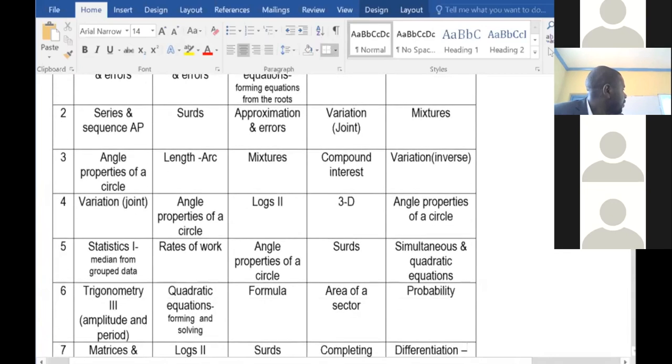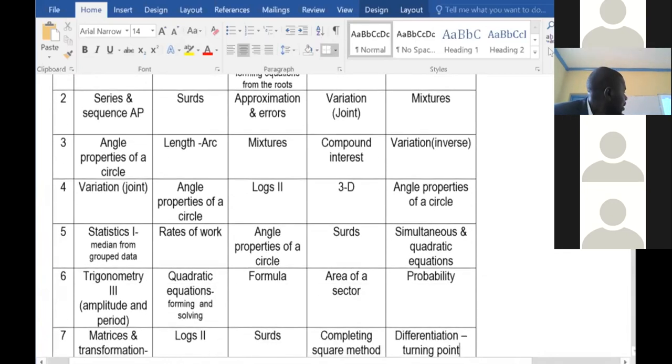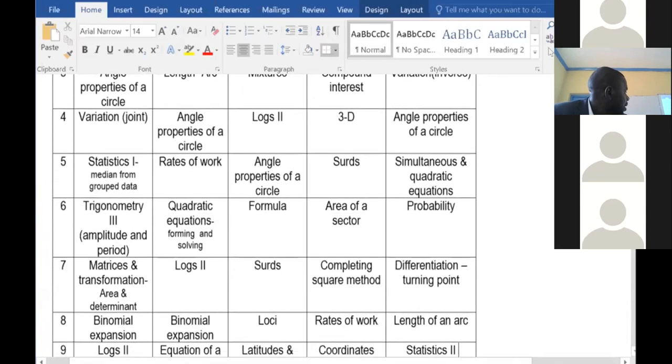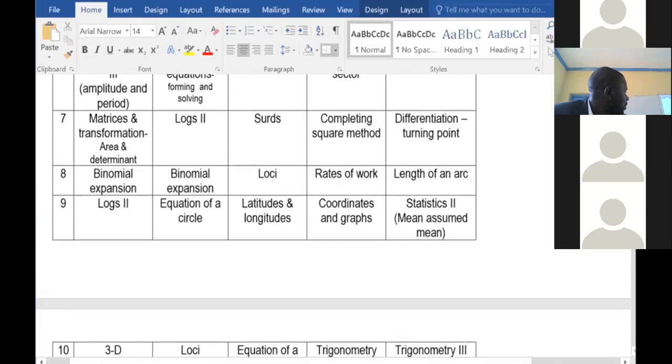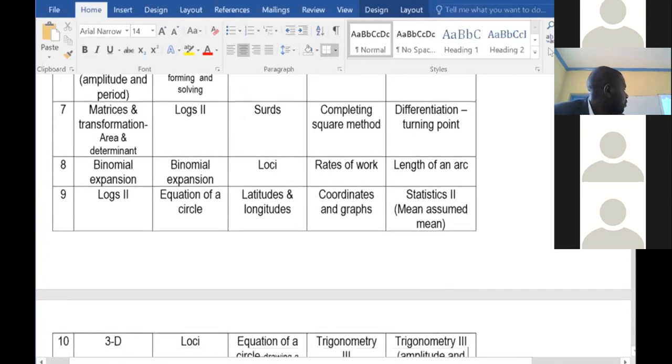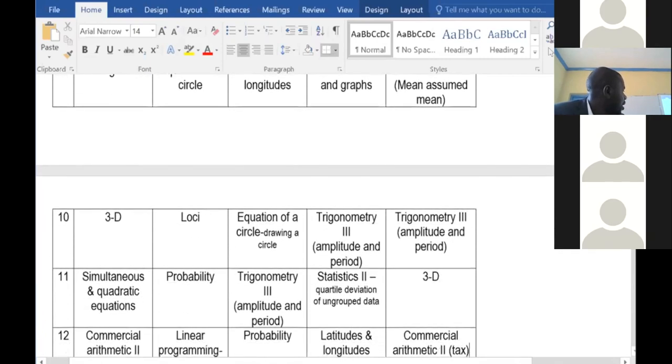If you look at logarithms, the one in Form 3, and then angle properties of a circle, making the subject of the formula. You can have a look at those particular areas. You notice that most of those topics come from Forms 3 and 4.